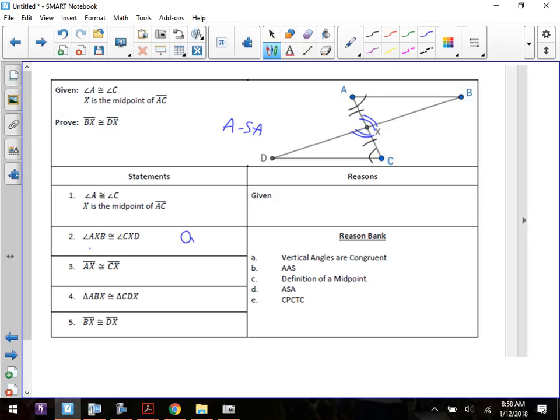Why is AX congruent to CX? That fits in the midpoint because it's a midpoint. Why do I have triangles congruent? Well, I already marked it down and wrote down why they became congruent. And why are extra parts equal to extra parts? Ladies and gentlemen, that should be a question.